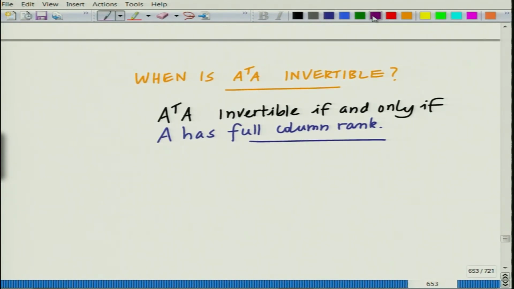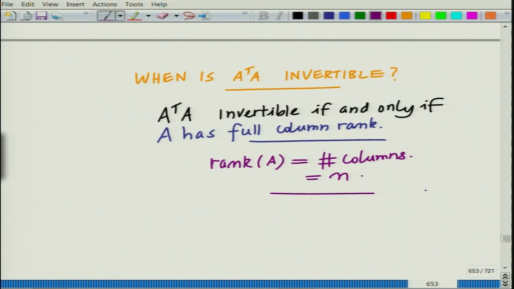The meaning of that is the rank of A equals the number of columns, equal to n. So A transpose A is invertible only if, remember, A has n columns and m rows, where m is greater than n. Remember, rank is less than or equal to the minimum of m comma n, but m is greater than n, so the minimum of m comma n is n. So rank has to be less than or equal to n.